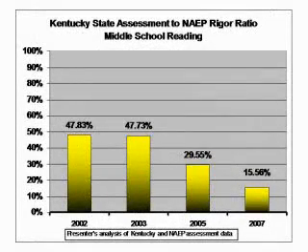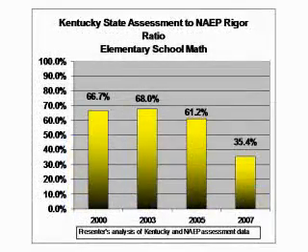Now this slide shows the NAEP rigor ratio for Kentucky's middle school reading test. Here again you can see that since 2002 there has been a very notable decline in the rigor in Kentucky's test in comparison to what the NAEP requires. It's not quite as bad as what happened for 4th grade reading, but the decline is still very considerable. Now let's take a look at mathematics.